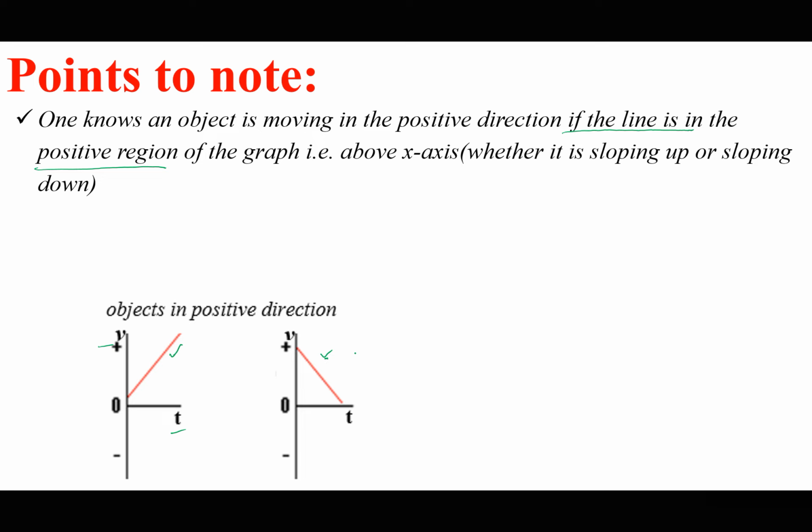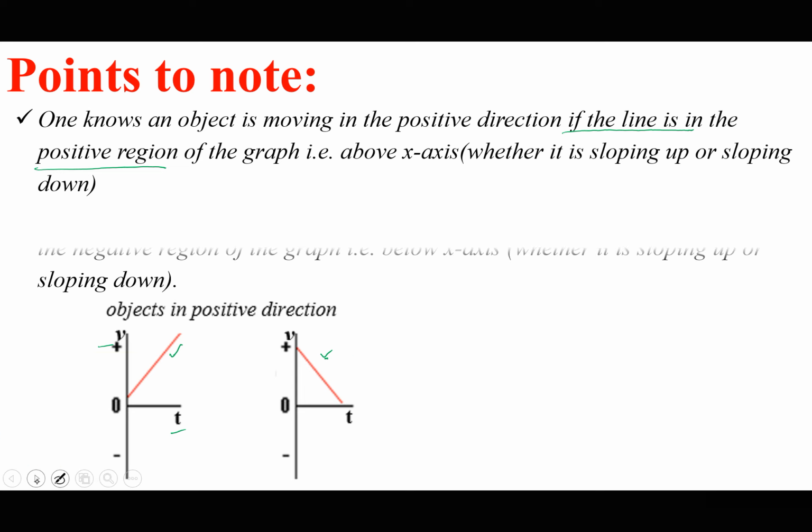Just like you may be driving on a highway, you speed up and then slow down. You are still moving in the same direction, but you increase the speed and you again decrease the speed in the same direction. So as long as the line is above the x-axis, we always consider the body to be moving in the positive direction.